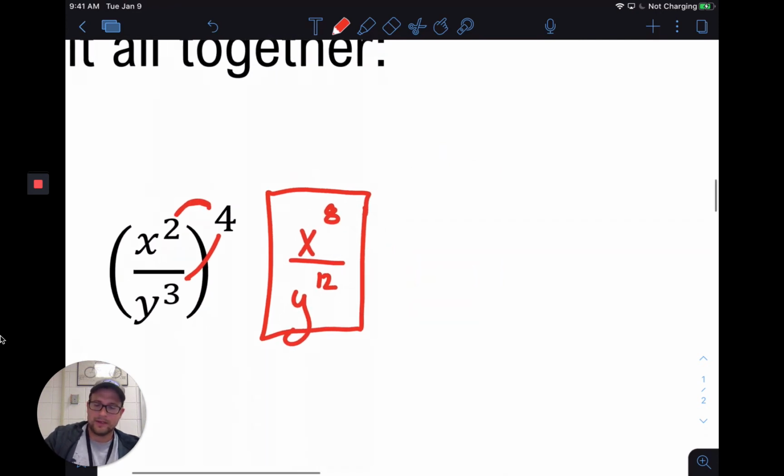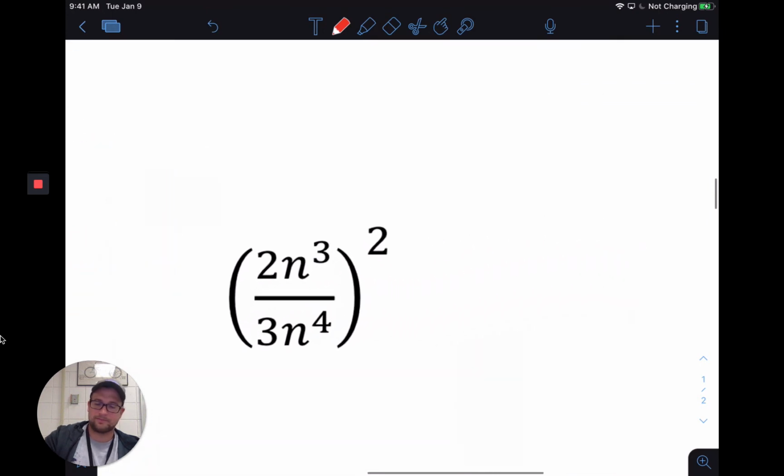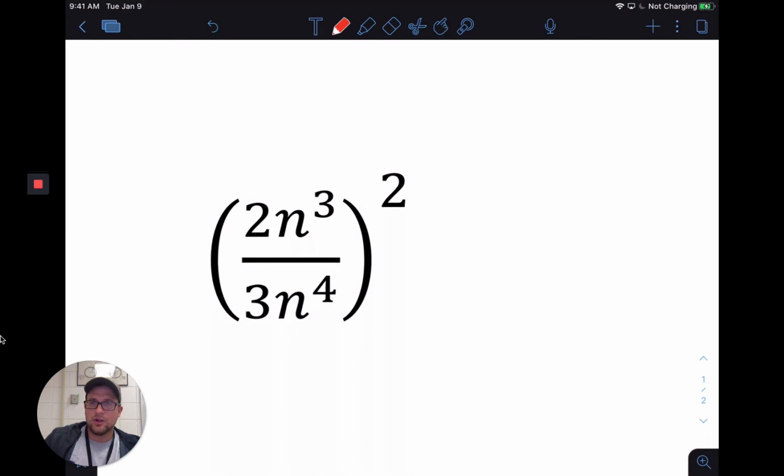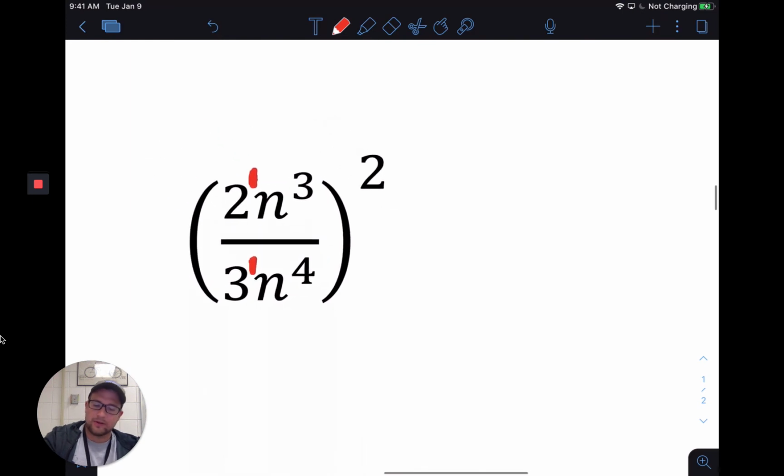Great work. Let's take a look at another one. Let's move across here. Here's our next problem. Again, I'm noticing I see parentheses, so I know I'm going to be multiplying exponents. But hopefully you're catching the idea that inside, not everything has an exponent. This 2 does not have an exponent, so we've got to give it a 1. We've got to put a little 1 in there to hold the spot. And same thing with the 3. Now that everything inside has an exponent, we can multiply our exponents together.